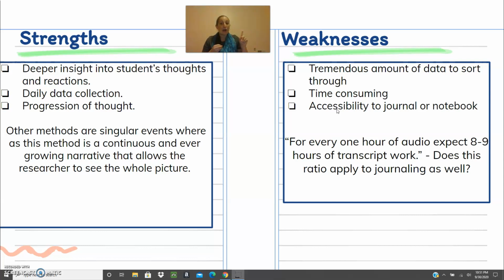But with that comes a weakness. It is a tremendous amount of data to sort through, which means it's going to be time consuming. And you also have to have accessibility to the journal or the notebook. I know my kids take their notebooks home every day, so sometimes it's hard to get them, especially for an extended period of time if you want to do this data collection. And I'm curious, that article once again reported that if you're doing 1 hour of audio, to expect 8 to 9 hours of transcript work. Is this ratio going to be the same if you're looking at notebooks?